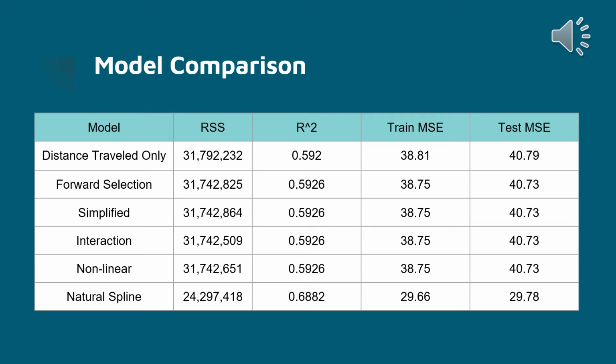For our natural spline model, however, we had a nice change here. We had a nice R squared of almost 0.7, which indicates a fairly good fit to the data. And we saw that the mean square error was very close between the train and test set, meaning that this model seems to fit the data very well and give us a nice prediction of our fare amount.